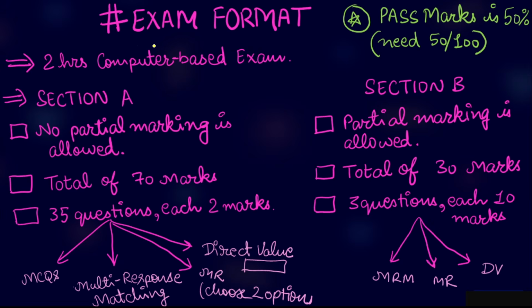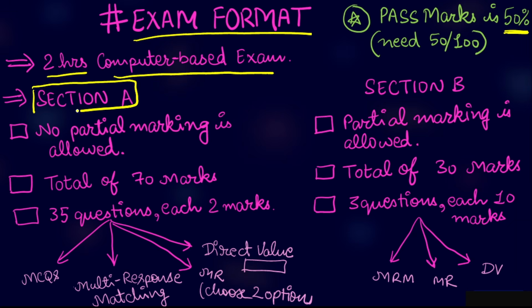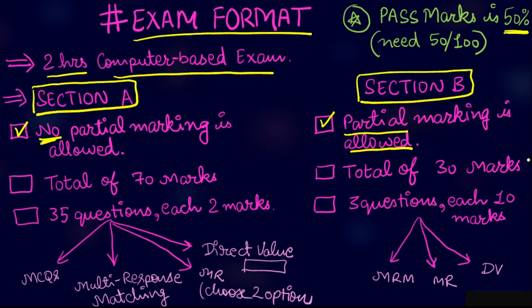Now, let's talk about exam format. The MA exam is a 2-hour computer-based exam, and you will need at least 50% to pass your exam. The paper will be divided into 2 sections, Section A and Section B. In Section A, there will be no partial marking allowed, and in Section B, partial marking is allowed.